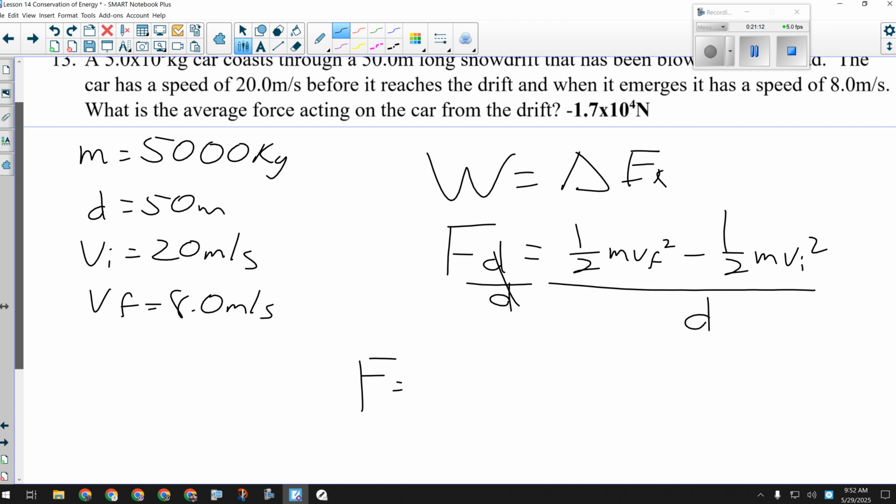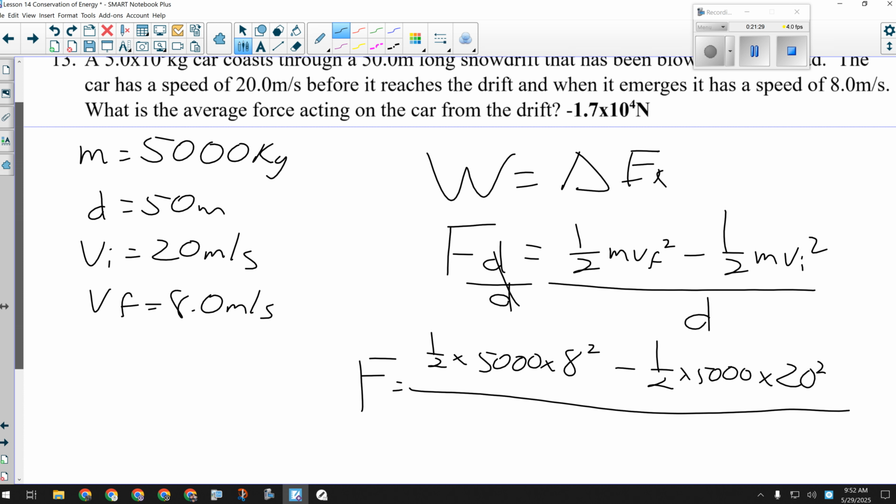All right, so force is going to be then 1/2 times 5,000 kilograms times 8 squared, the slower of the two because it's the final, minus 1/2 times 5,000 times 20 squared, the larger of the two, and then over 50 meters. Now this does come out negative because force is a vector quantity, and in order to slow something down, it has to act backwards.